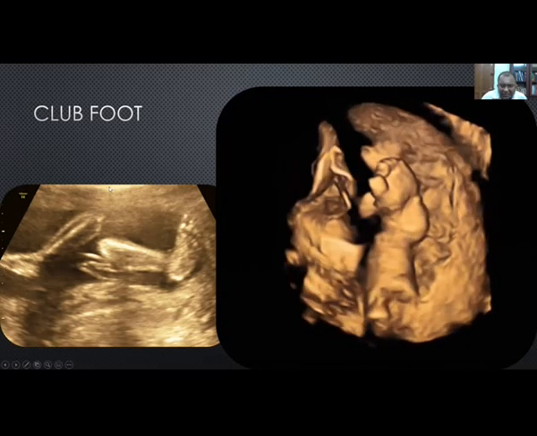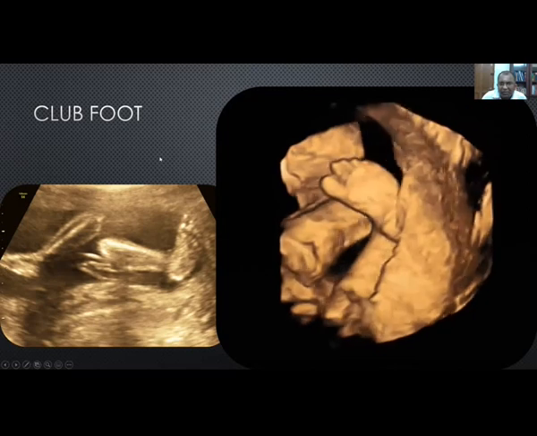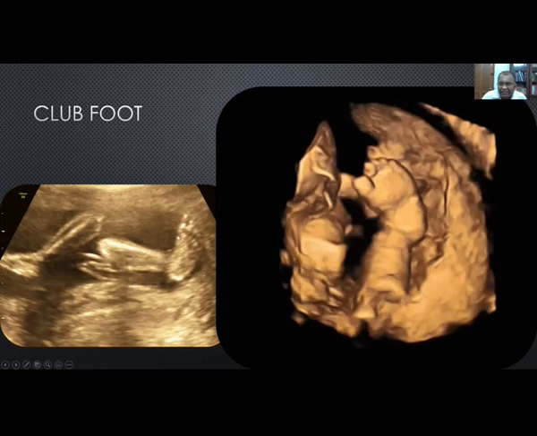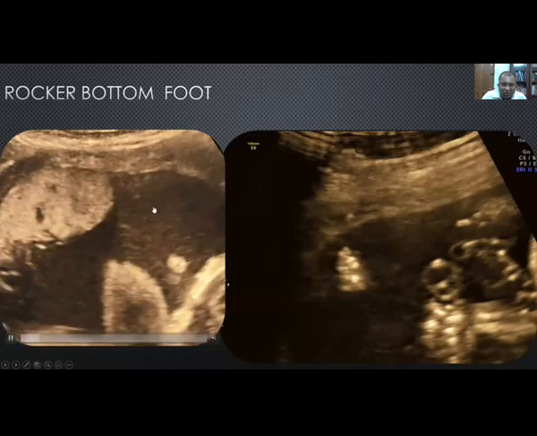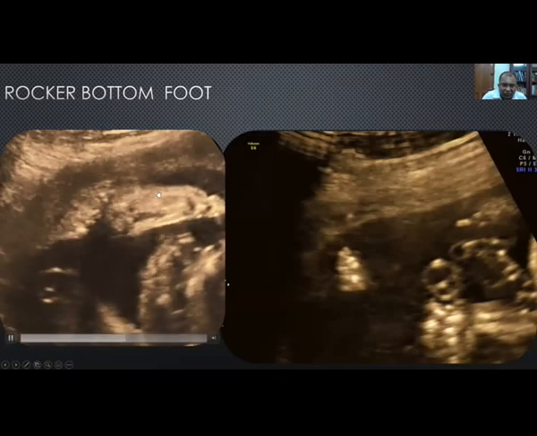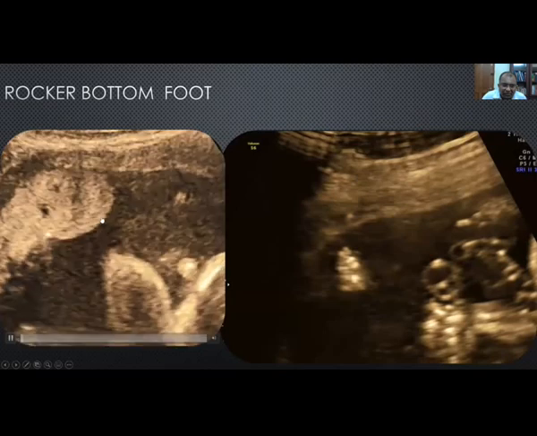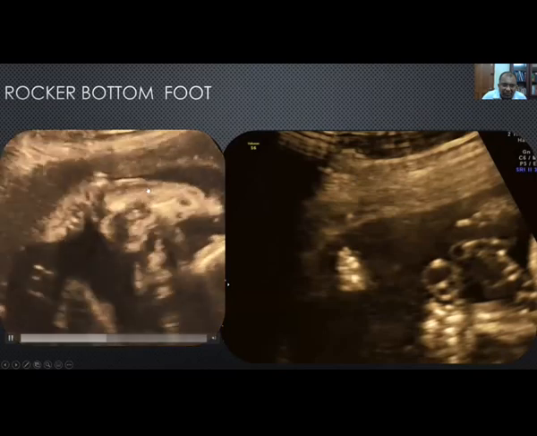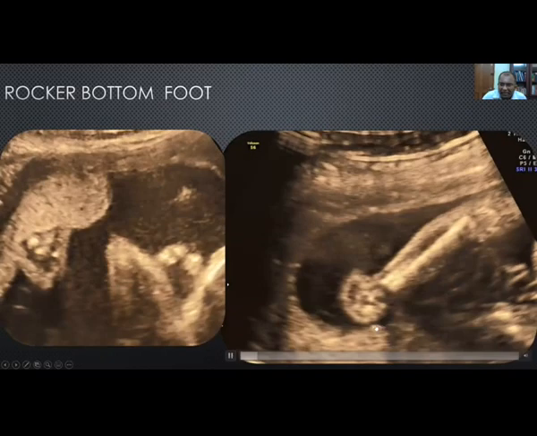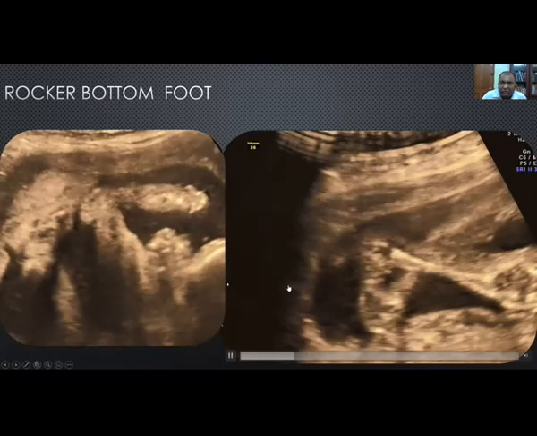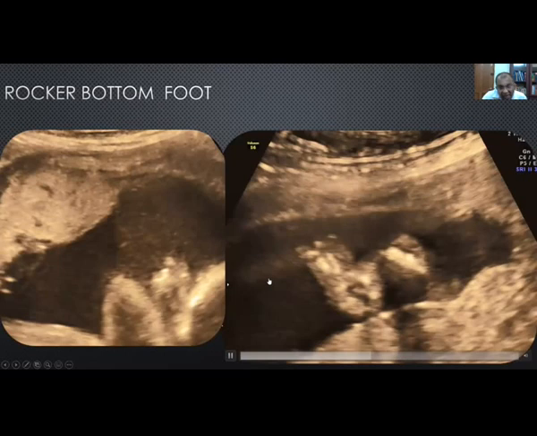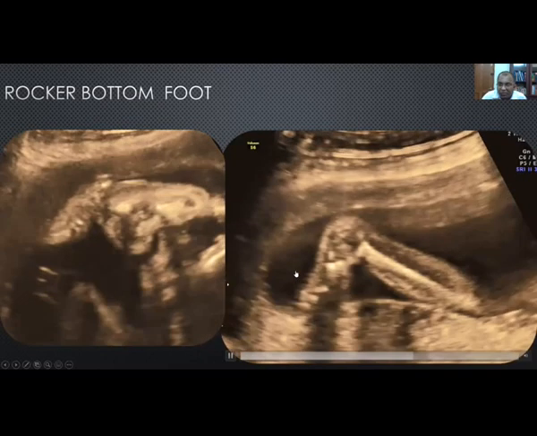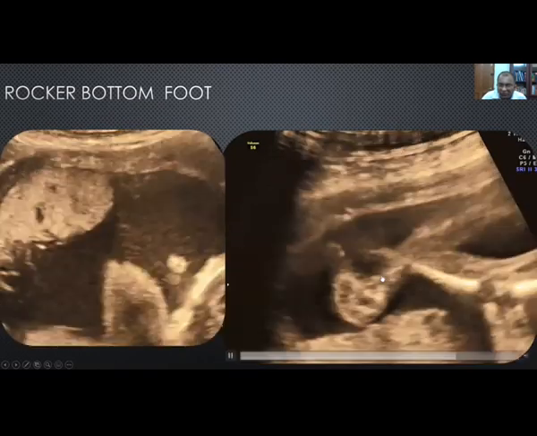So you need to do a thorough anatomy screen and confirm it's just isolated. If it is isolated, it has an excellent prognosis. Now this is rocker bottom foot, the convexity of the sole. Convex soles. Here again it is bilateral. So these are slightly more complex or more associated with aneuploidy, especially trisomy 18. Rocker bottom foot is associated with trisomy 18.